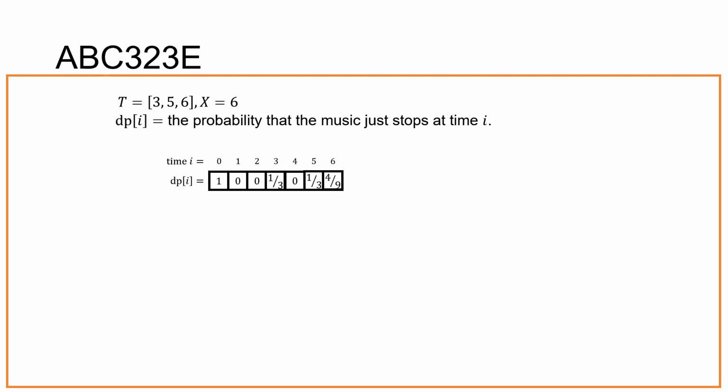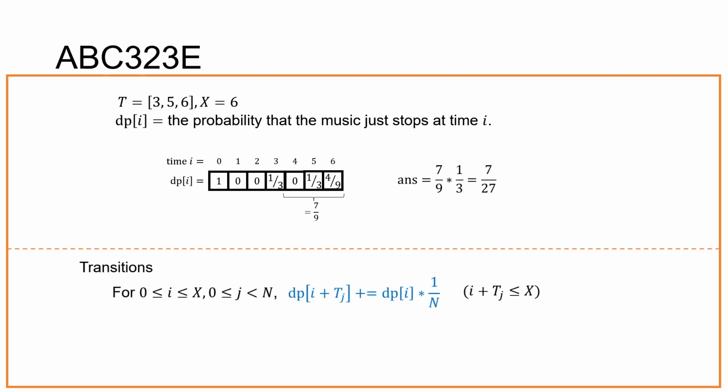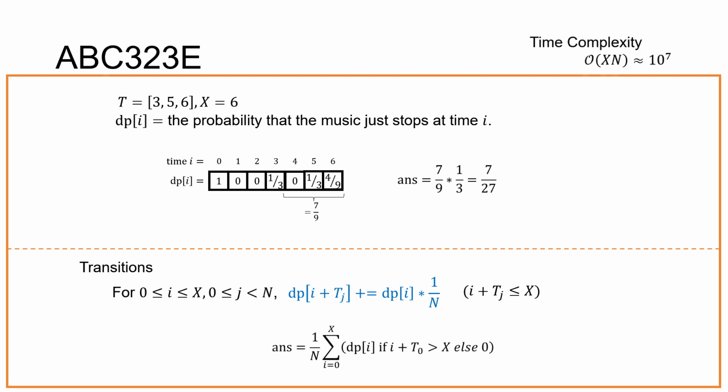Finally, if the music stops between 4 and 6, we can hear track 1 at time x plus 0.5, which is 6.5 in this example. So the answer is the sum of the probabilities times 1/3 to select track 1. This is the outline. Precisely, the transitions and the answer can be written in this way. And the time complexity is like this. This ends the explanation of problem E.